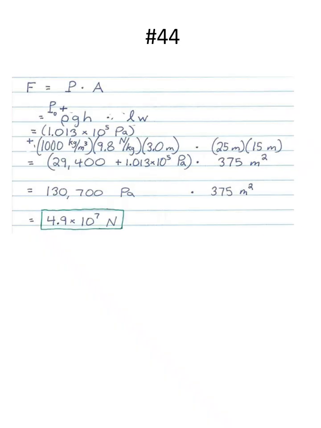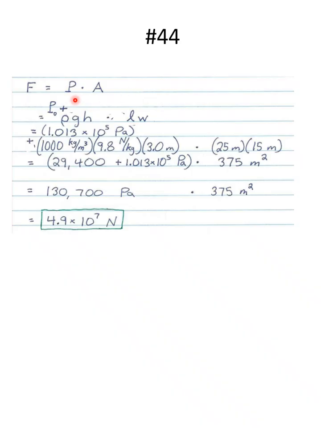Number 44, a 3-meter deep swimming pool measures 25 by 15 meters. It's filled with fresh water. What force does the water exert on the bottom of the pool? Well, pressure is force divided by area, which means force is pressure times area. And the pressure exerted on the bottom of the pool is going to be P naught plus rho GH.